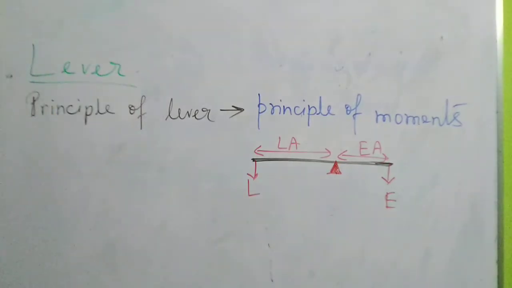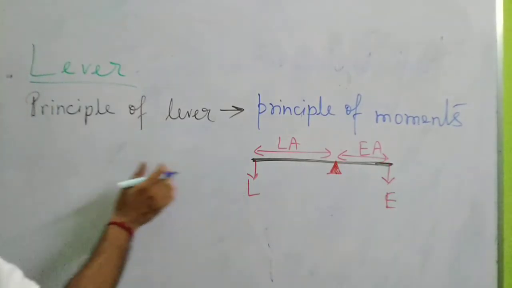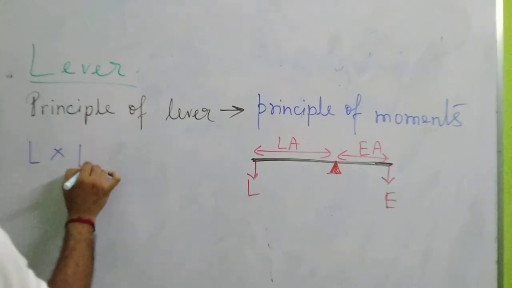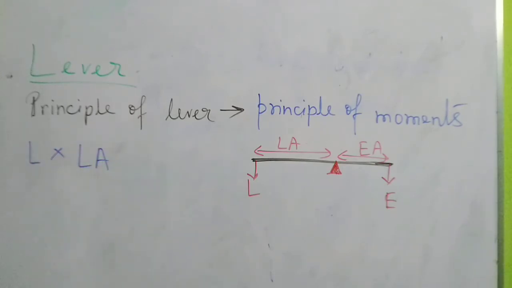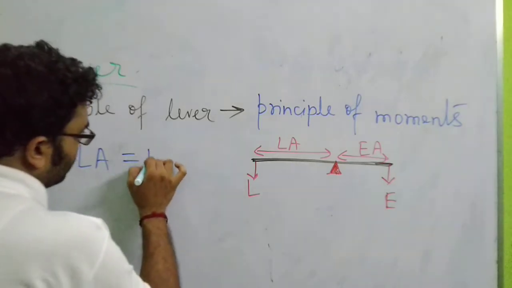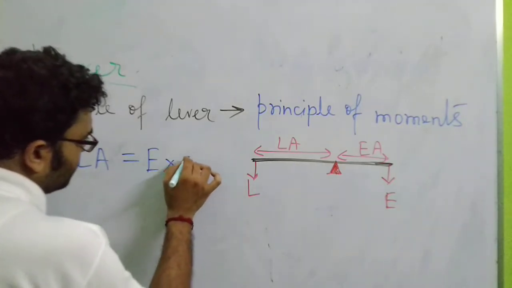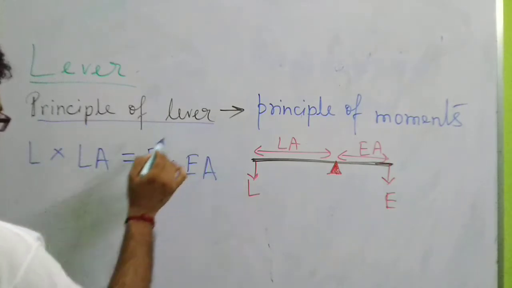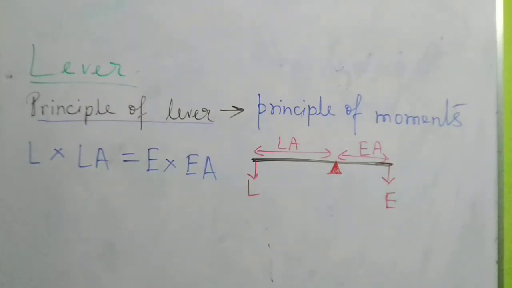So what is the moment generated by the load? It will be load into the perpendicular distance, the load arm, from the fulcrum. This will be equal to the moment generated by the effort, that is effort into effort arm. So this is the basic principle of a lever: the moment generated by the load will be equal to the moment generated by the effort. Under equilibrium condition, these are equal.